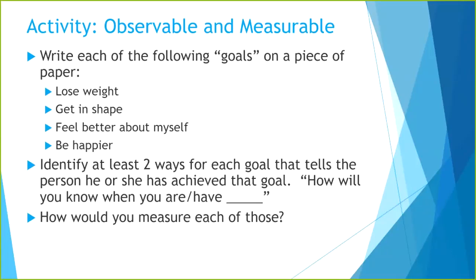So we want to identify at least 2 ways for each goal that tells the person he or she has achieved the goal. So if you brainstorm ahead of time, you might have some suggestions for people. How will you know when you have lost the weight that you want to lose, or you have achieved your goal weight? How will you know when you're in shape? How will you know when you feel better about yourself? What does that look like? And how would you measure each of those?